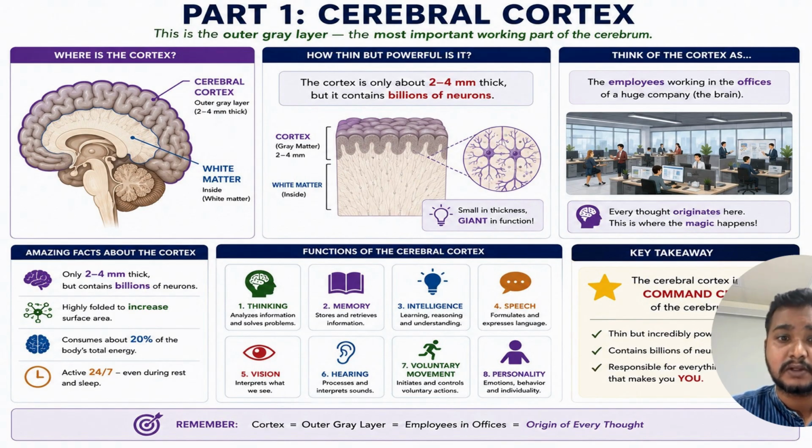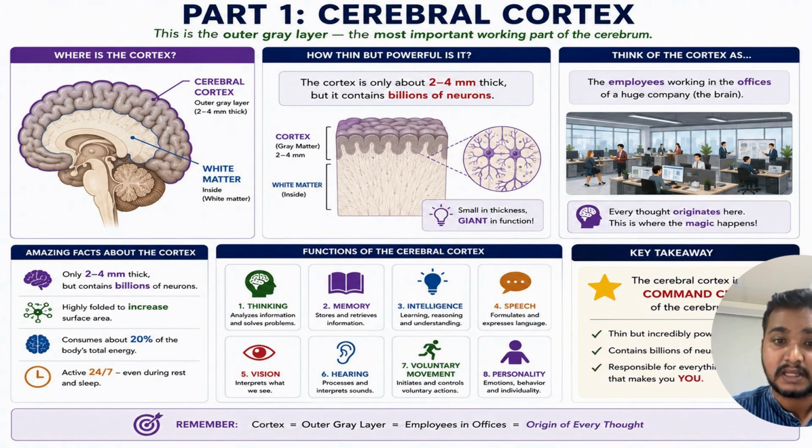Now here's the amazing part. The cerebral cortex is only about 2 to 4 millimeters thick. That's thinner than the width of your little finger's nail. Yet within this incredibly thin layer are billions of neurons, all communicating with one another every second. Imagine fitting one of the world's largest companies into a sheet only a few millimeters thick. That's exactly what nature has accomplished with the cerebral cortex.